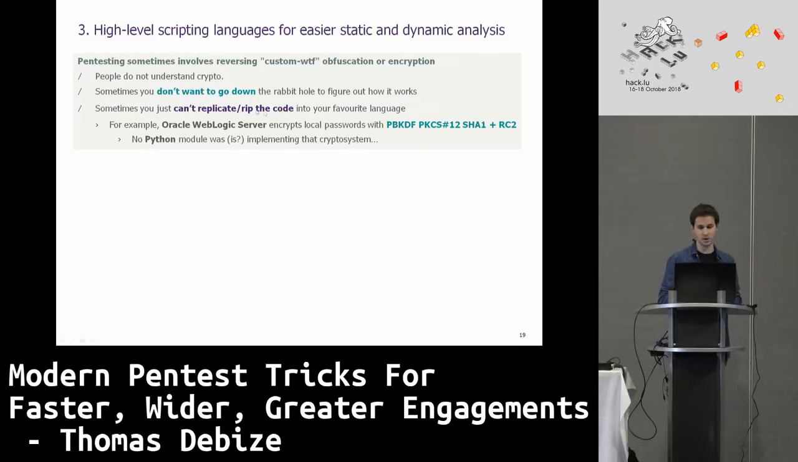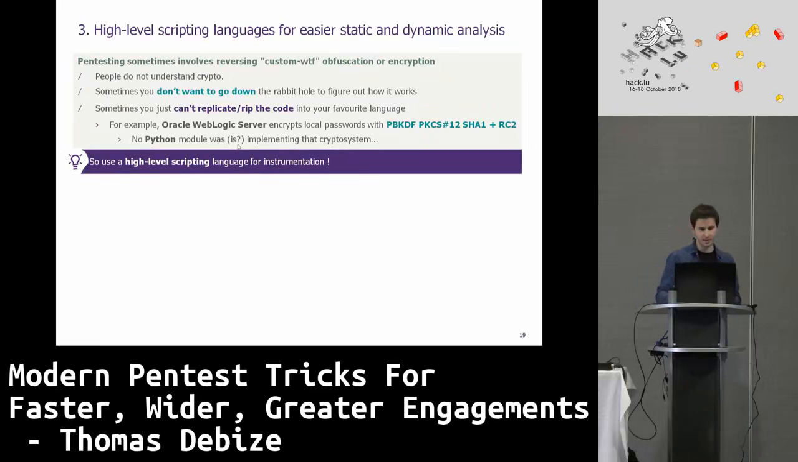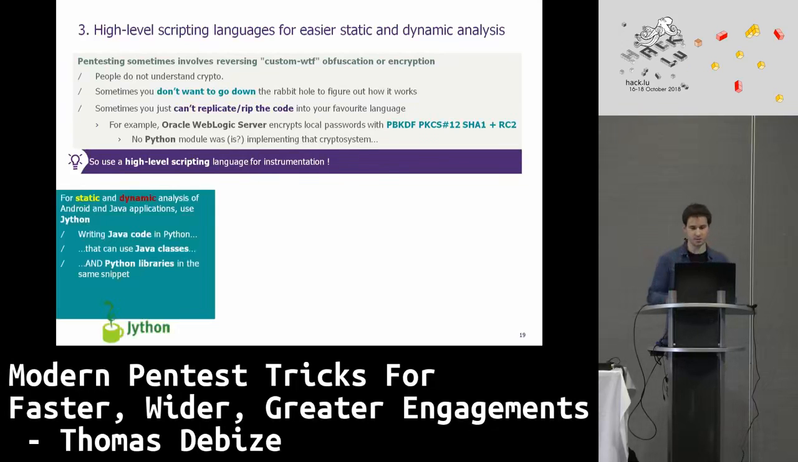Oracle WebLogic Server was using Bouncy Castle from the Java world. If you wanted to do it in Python, it wouldn't exist at the time. I don't know if it's still the case or not. But the answer to this is to use a high-level scripting language in your favorite language, but instrumenting some different language. You will see what that means just after. So let's start with Jython.